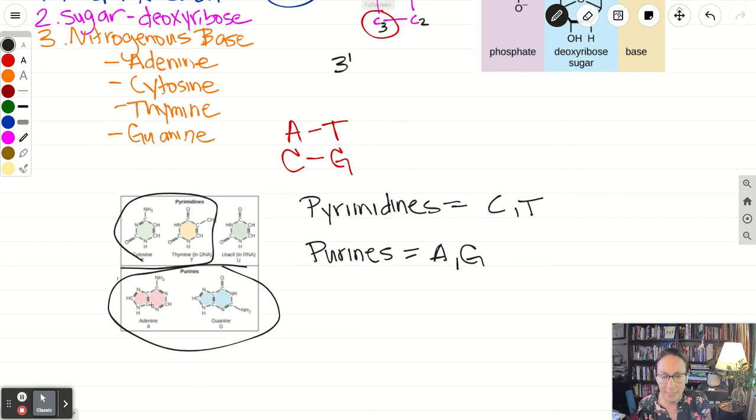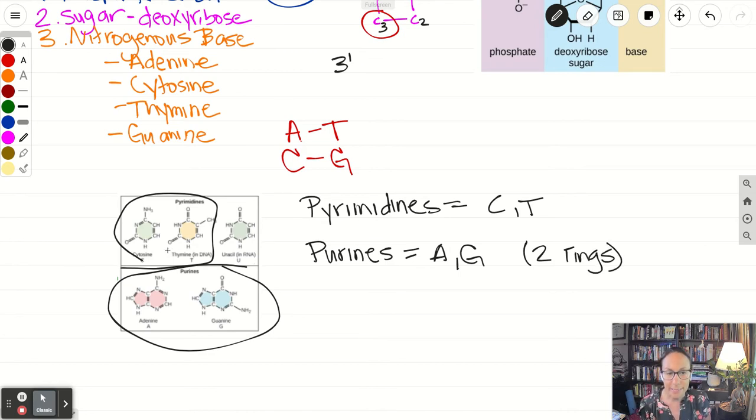And A and G always have two rings. See here how A has two rings? There's a 5-carbon ring fused to a 6-carbon ring. Guanine is a 5-carbon ring attached to a 6-carbon ring. So these purines have two rings. So I'm just going to write that here. There's two rings.